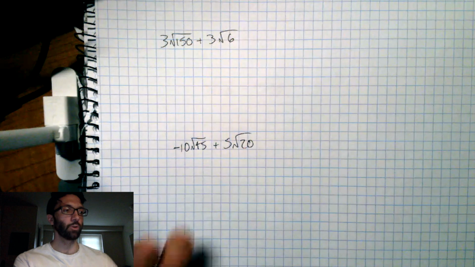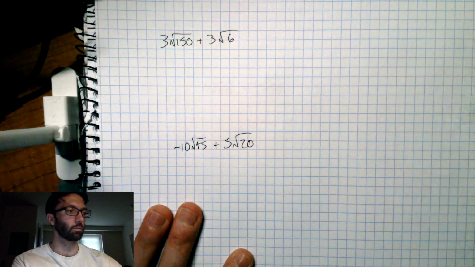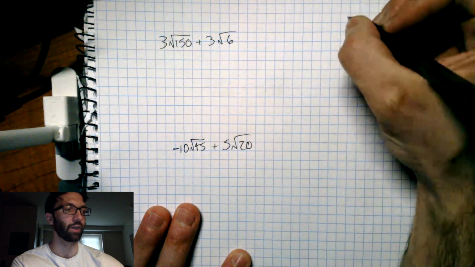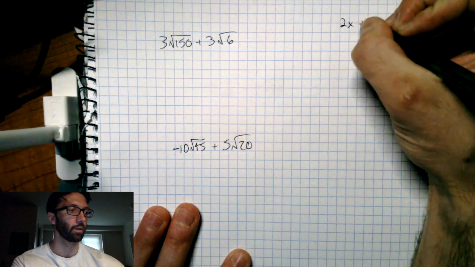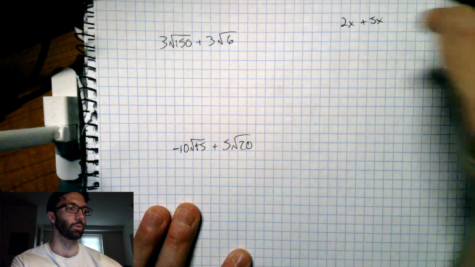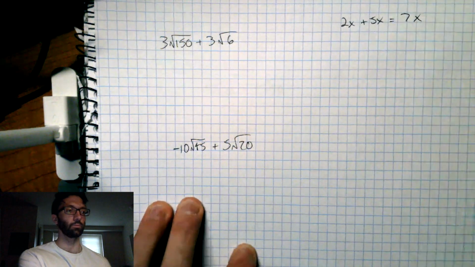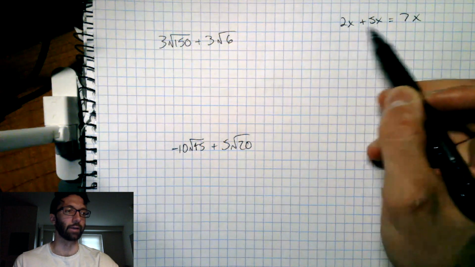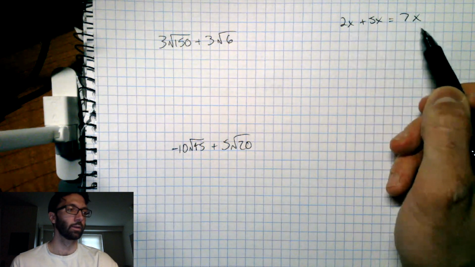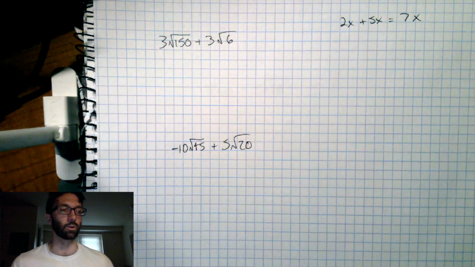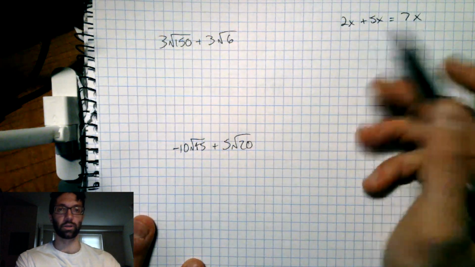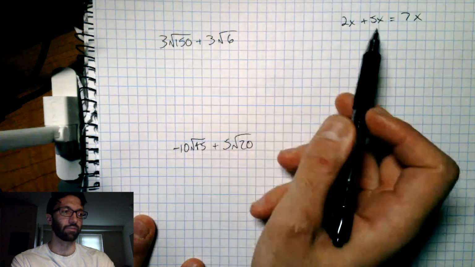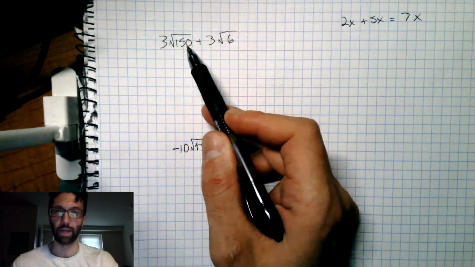So how you want to think about these is just like you would with combining like terms, right? If I asked you what 2x plus 5x was, you would tell me that's 7x, right? Because they have the x in common, we can just go ahead and add the coefficients together and we get 7x. So this property applies to these radicals, except now instead of having variables, we just have a radical.